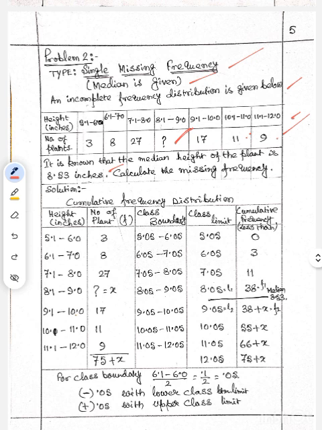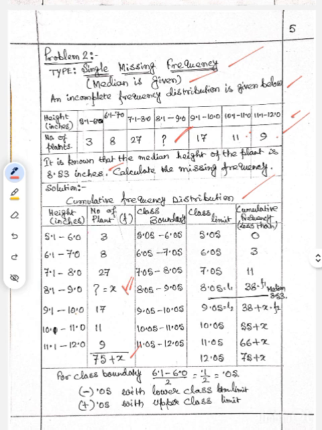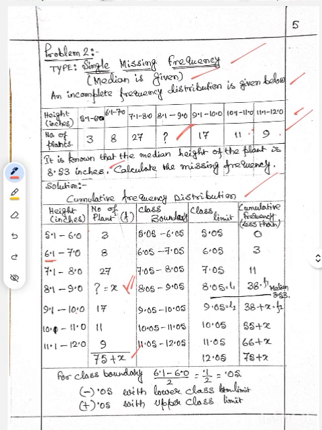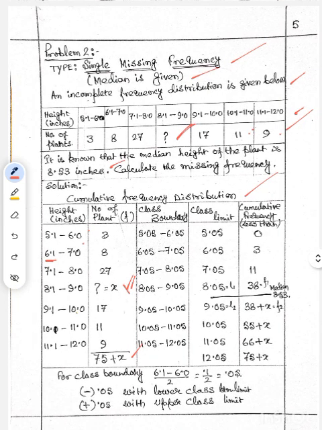Similar to the earlier problem, we have to go for the cumulative frequency distribution. First we put down the heights, which are all given. Next we put the number of plants, and instead of the fourth frequency, which is the question, we put the value x. Okay, and we put the other values also, and we get the total frequency equal to 75 plus x. Here also there is a gap between the upper boundary 6.0 and the lower boundary 6.1, so we have to eliminate the gap.